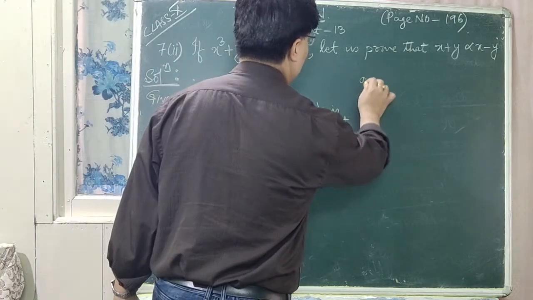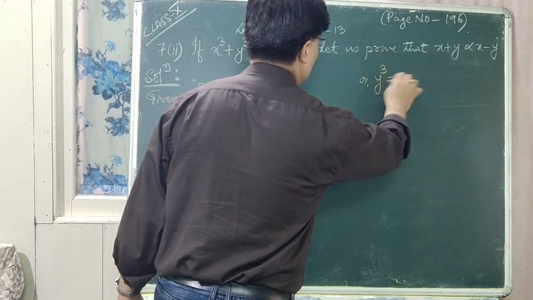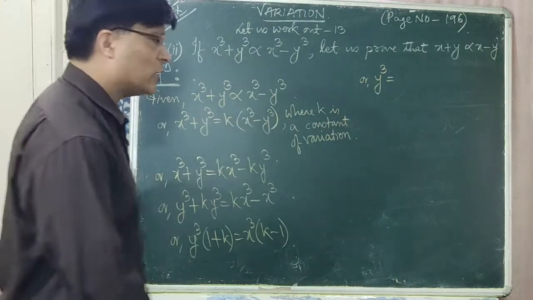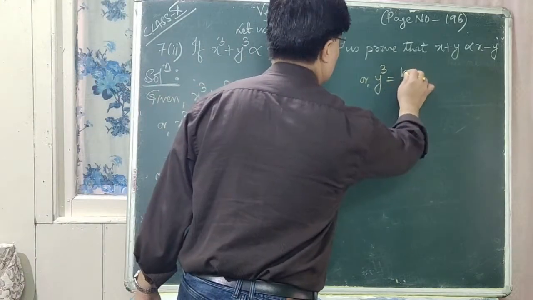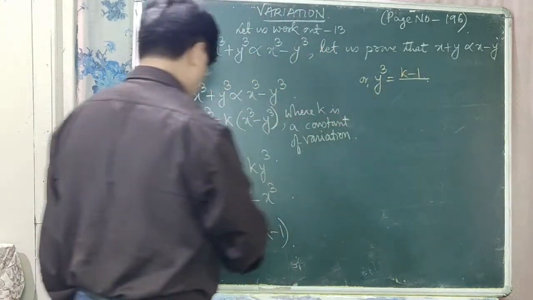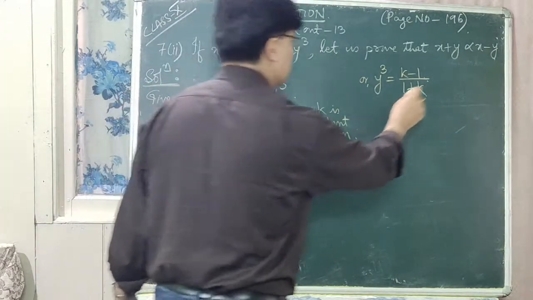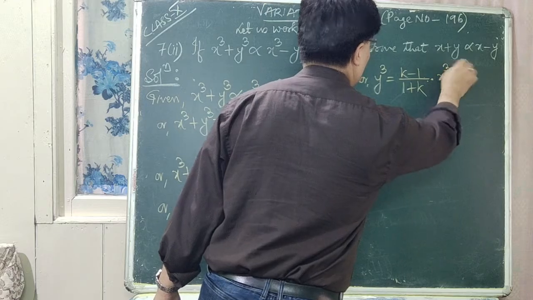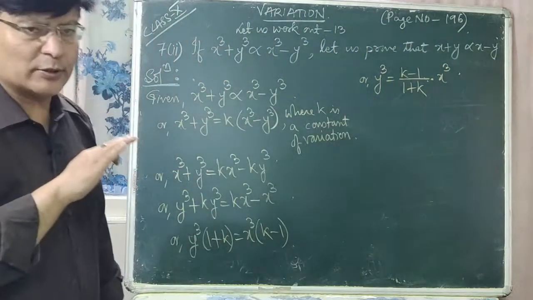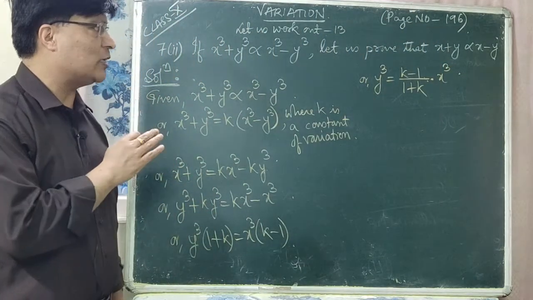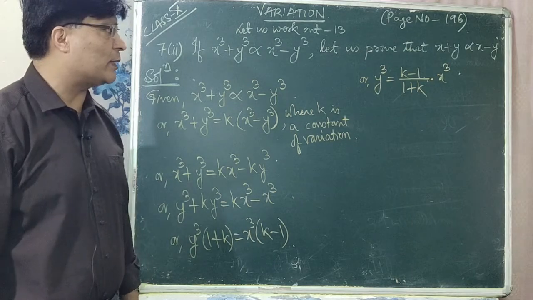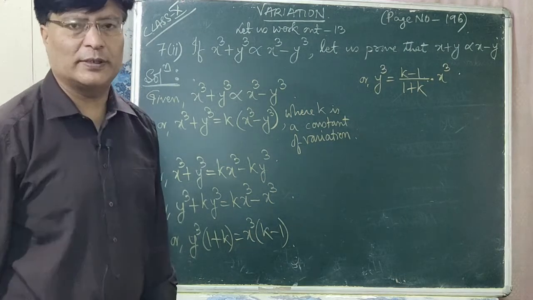What is y cube now? So y cube is equal to, so what is y cube is equal to? It is k minus 1 divided by 1 plus k into x cube. So we have got the relation between y cube and x cube. That is y cube is equal to k minus 1 divided by 1 plus k into x cube, right?